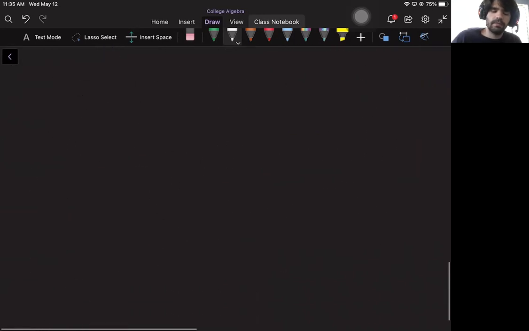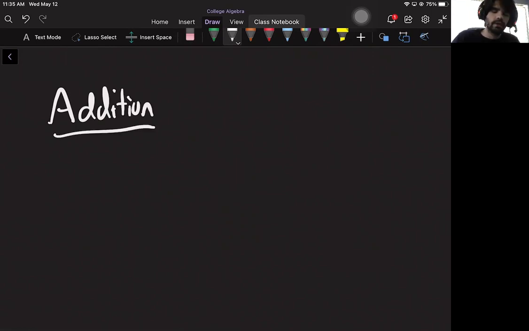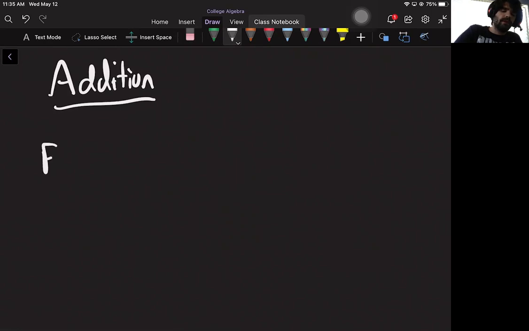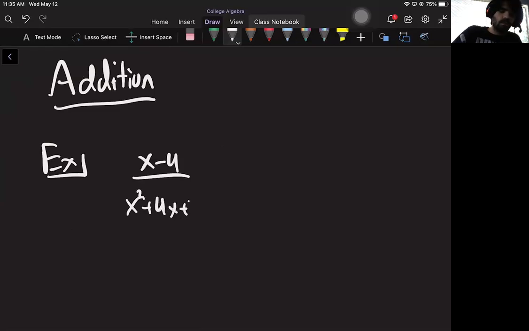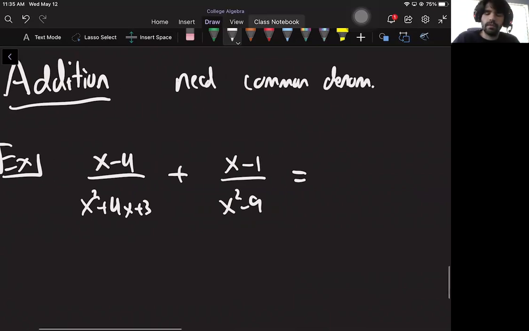Up next is addition. So what about when I want to add rational expressions? Well, just like adding fractions, I need a common denominator. So that's going to be the same. So I have one rational expression added to another, and to put them together, we need a common denominator. Now, how do we get a common denominator?